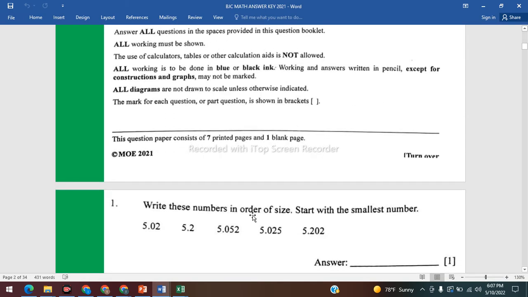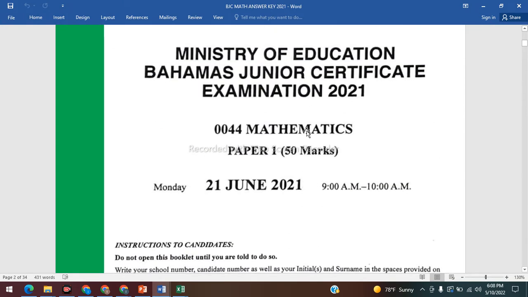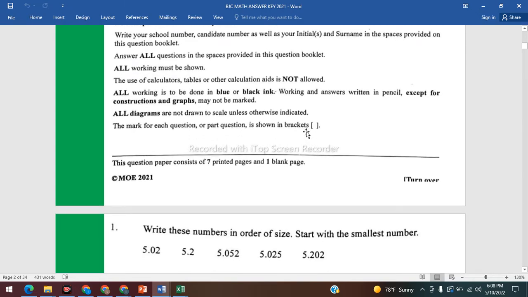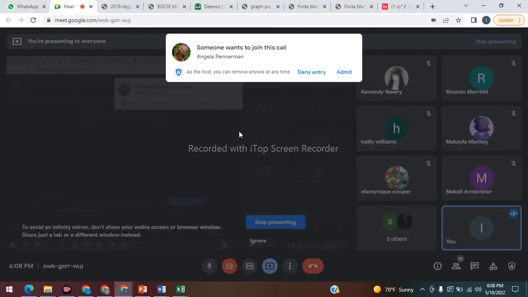an addition question. This BGCSE. Yeah, Jason. The first question was not addition. So try this one. This one should be easy though. We have to arrange the numbers in order of size. So they tell us to start from the smallest. So how would we do that?